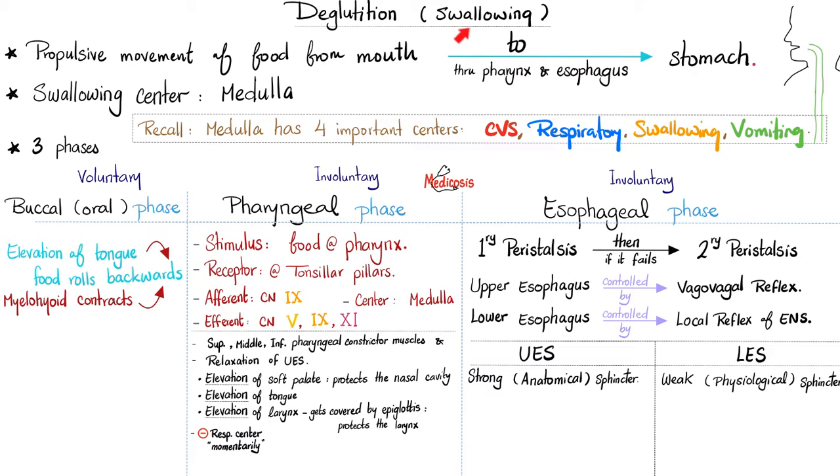Number 1, deglutition. We talked about the swallowing reflex before. Where was the swallowing center? In the medulla, because the medulla has 4 important centers: heart and lungs. Get it in, get it out. What are the cranial nerves responsible for swallowing? Many, including 9, 10, 11, and don't forget 5, for the tensor palati muscle, to elevate that soft palate and protect the nasal cavity while swallowing.